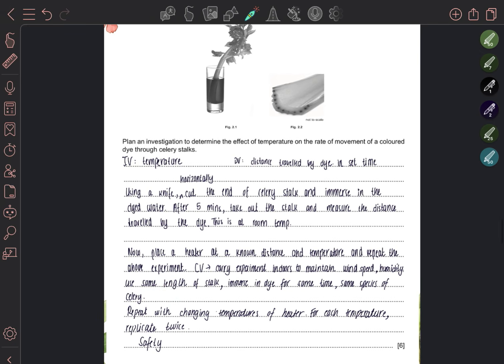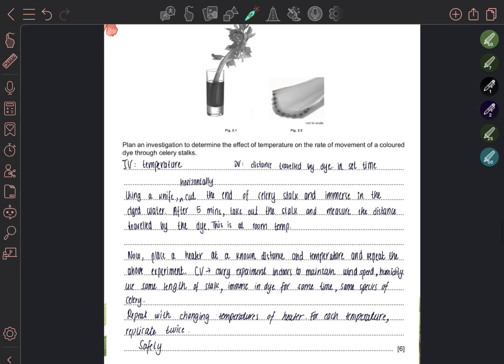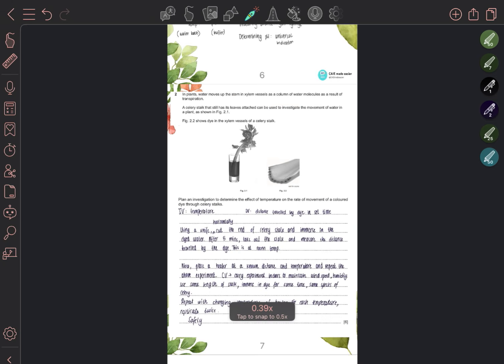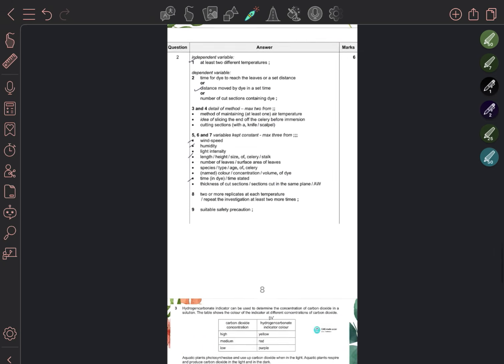Then you're going to repeat this experiment with changing temperatures of the heater, and then for accuracy, for each change in temperature, replicate the experiment twice. So this will give you much more accurate results. And then for safety, you can write any safety precaution. For example, you're using a heater, right? So maybe there will be electricity and there is water, so make sure that water does not spill. Make sure your hands are not wet when you're handling electricity and all of that, so you can write something like that. And that's all about the biology paper 6 planning question.